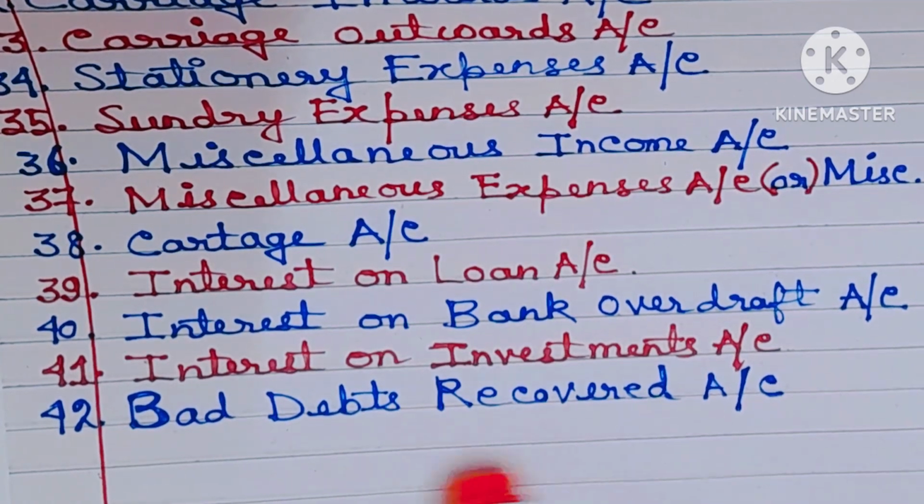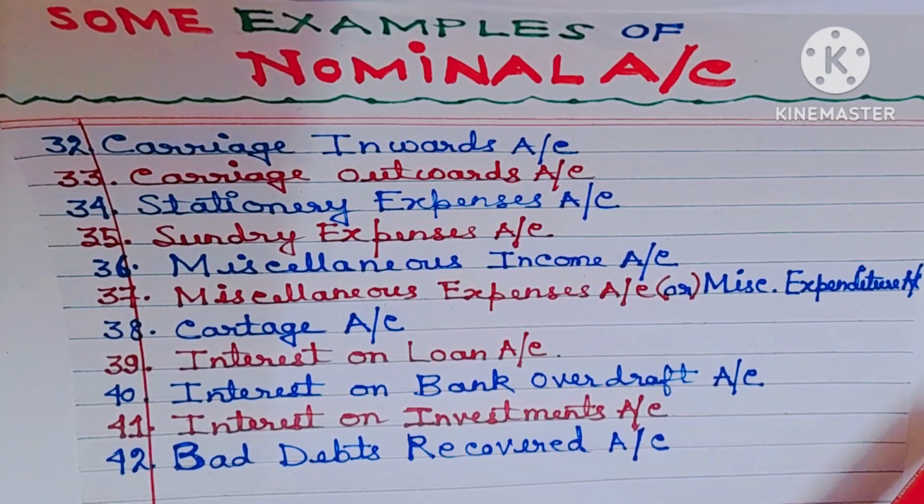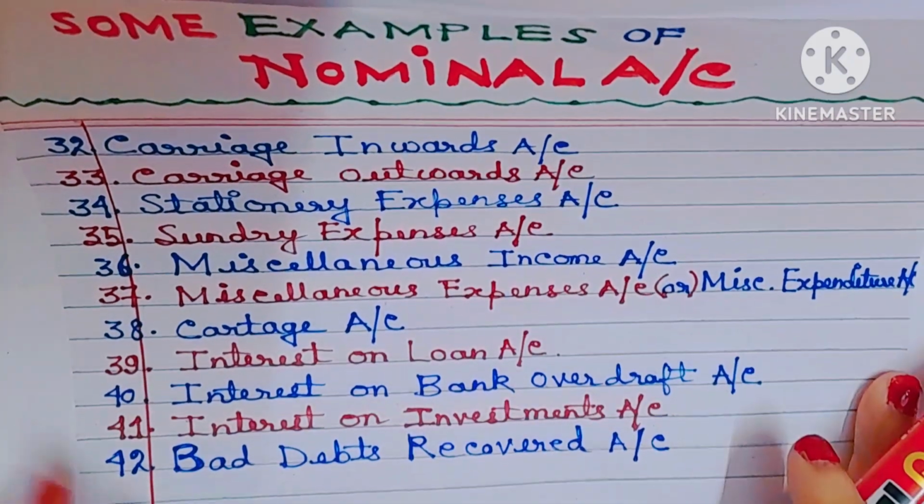Now what is bad debts recovered? Sometimes it so happens that the bad debts previously written off are suddenly recovered. This is known as bad debts recovered. Bad debts recovered is an income. Okay? I hope you understood.